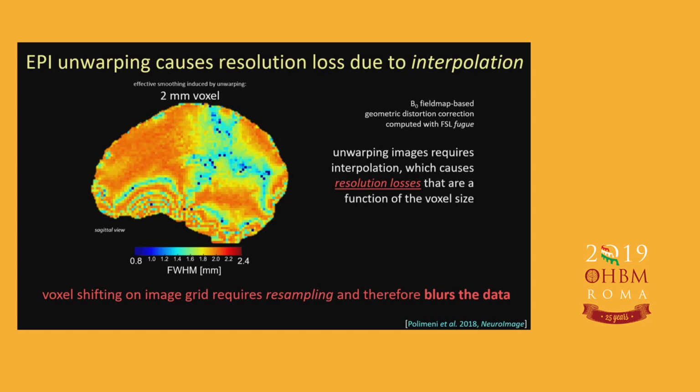I didn't use the audience response system, but a fabulous no-prize goes to any audience member who can explain why this spatial resolution loss looks so similar to the B0 map. So again, unwarping the image requires interpolation, which causes resolution losses. They're also going to be a function of the voxel size. Again, voxel shifting on the image grid requires resampling and therefore blurs the data. So this is something we need to be mindful of if we want to perform distortion correction on the EPI data. Again, if we acquire anatomical reference data that's exactly distortion matched to the fMRI, this is not a concern.